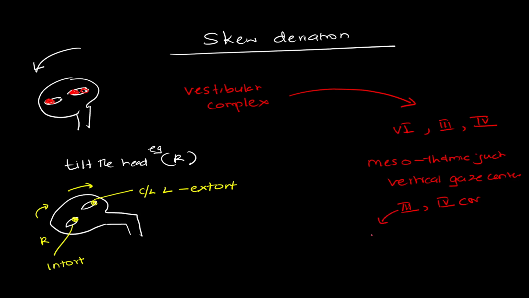Now, in fact, the third will control the inferior oblique muscle, whereas the fourth will carry out the actions of the superior oblique. So if it has to undergo some sort of intorsion or extorsion, by utilizing these two muscles, it can carry out the process. If by any means the communication of the vestibular complex with the vertical gaze center is disrupted, it will not function well.